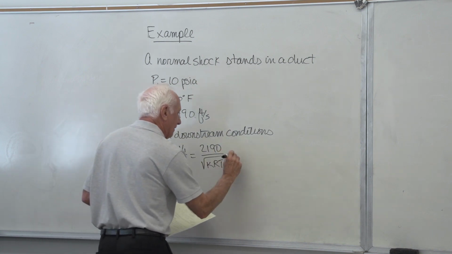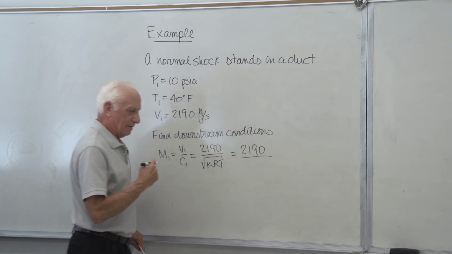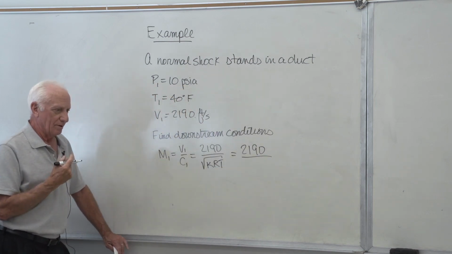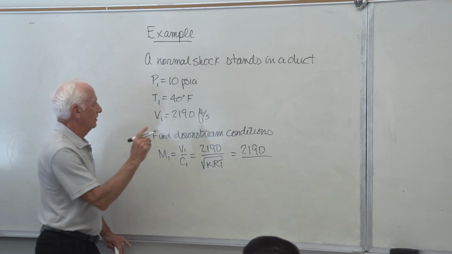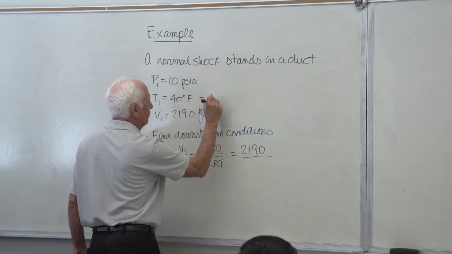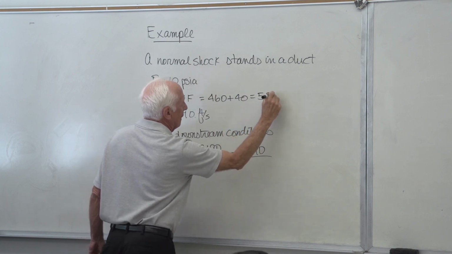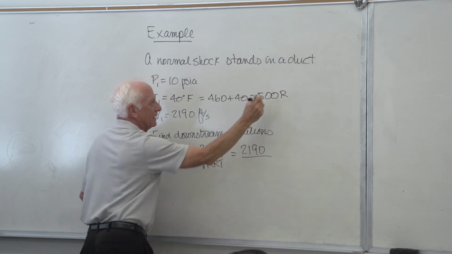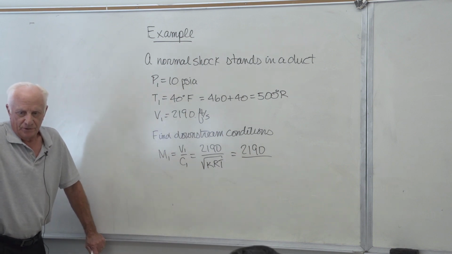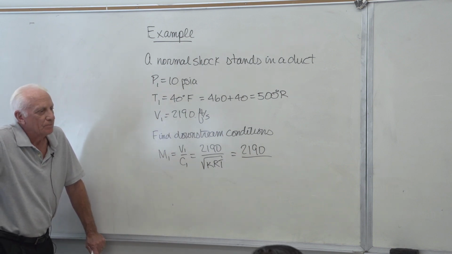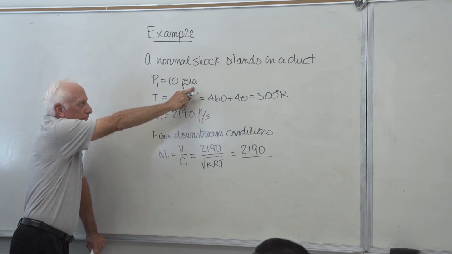If I do that, I get 2190. We went through the British gravitational system before. We know what R is, 1716, K is 1.4. Be careful. Temperature, you've got to add 460, of course. Everywhere, it's got to be the absolute temperature, not the relative temperature. The absolute pressure, not the relative pressure. That's absolute, PSIA.